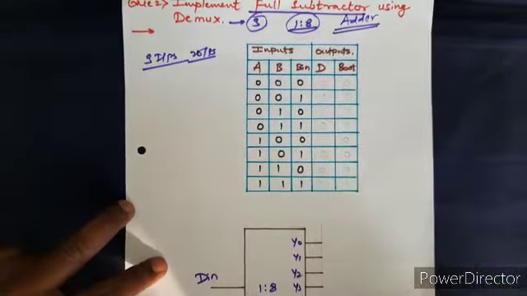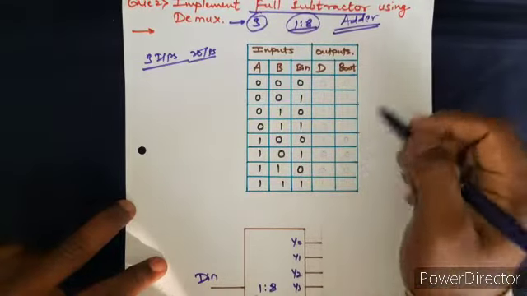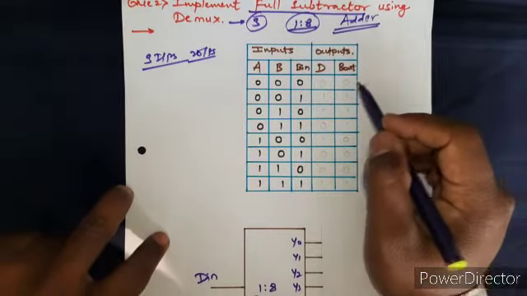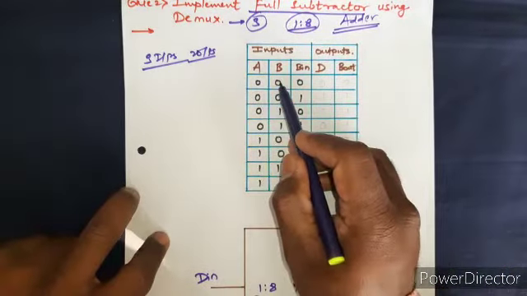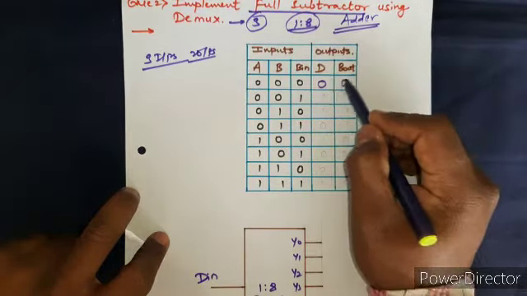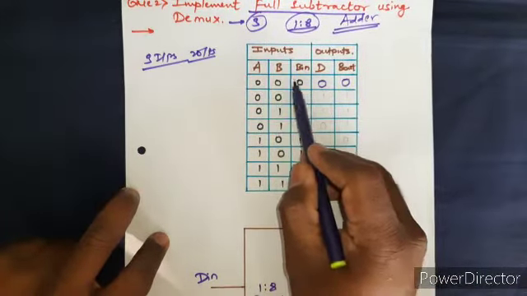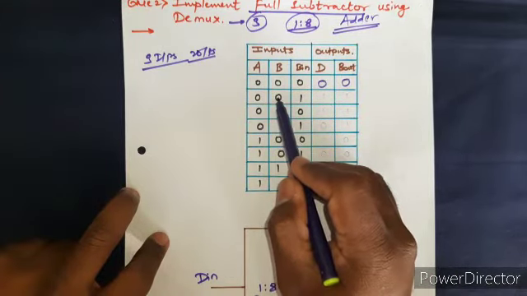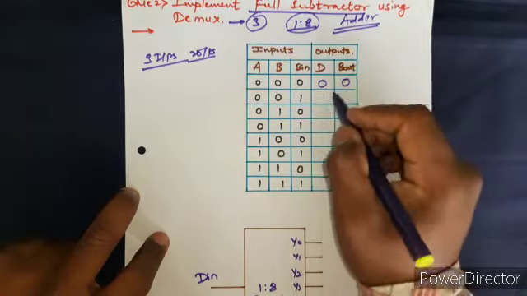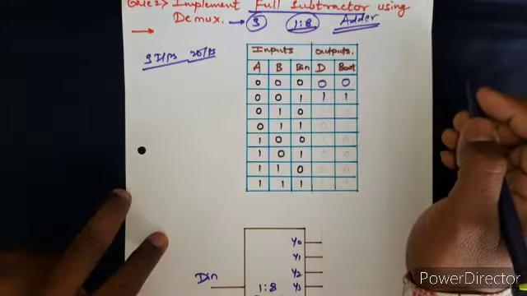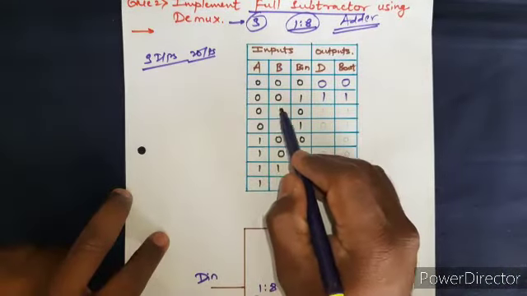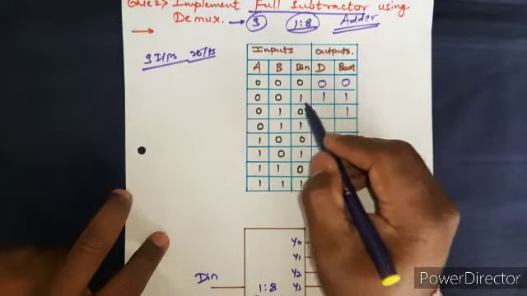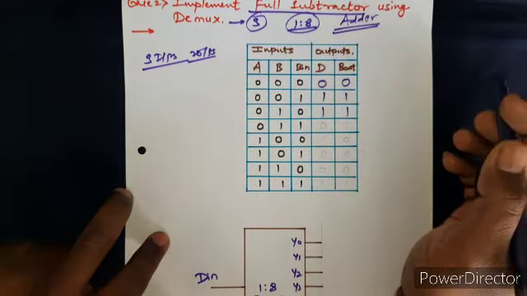So I have given here these inputs, and with pencil I have written this, so we'll just recreate or recall or revise these concepts. So 0 minus 0, difference is 0, borrow is also 0, right? Now for second case, 0 minus 1, difference is 1, borrow is 1, right? And 1 minus 0, difference is 1.